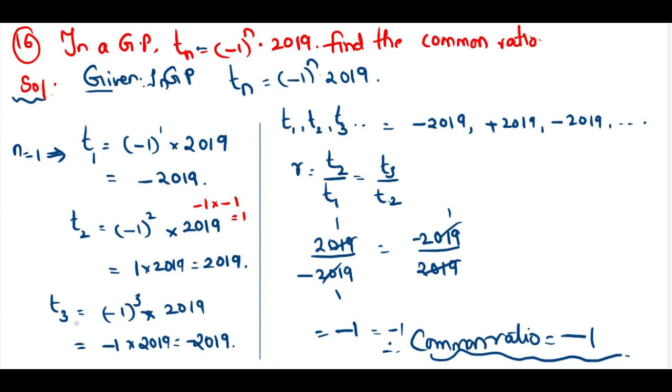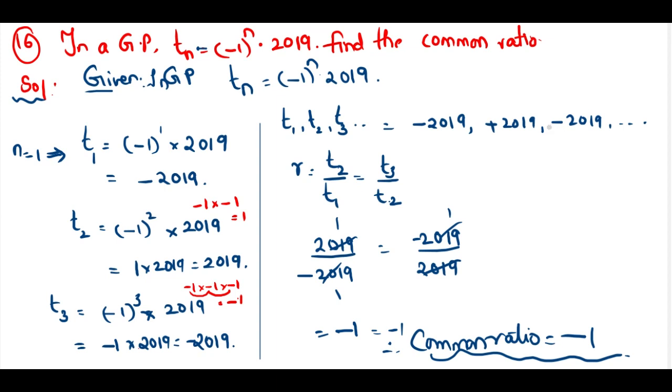So, T3, let us calculate. Minus 1 whole cube into 2019. So, minus 1 into minus 1 into minus 1. Minus 1 whole cube means minus 1 multiplied 3 times. So, minus into minus is plus, plus into minus is minus, 1 into 1 is 1 and again 1 into 1 is 1. So, this will give us minus 1 into 2019. When you are multiplying with minus, it will be again minus 2019, that is minus into plus is minus, 1 into 2019 is 2019. So, what are the terms we got here? T1, T2, T3. The first is minus 2019, the second is 2019 and the third is again minus 2019 and so on.